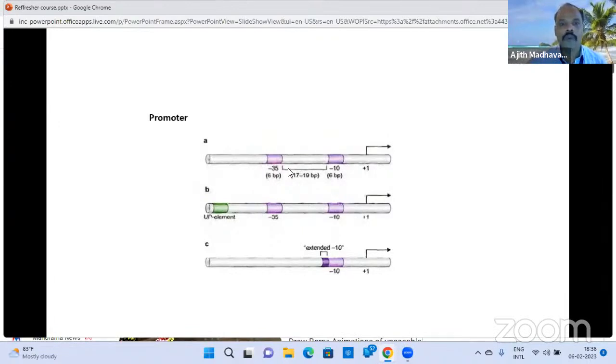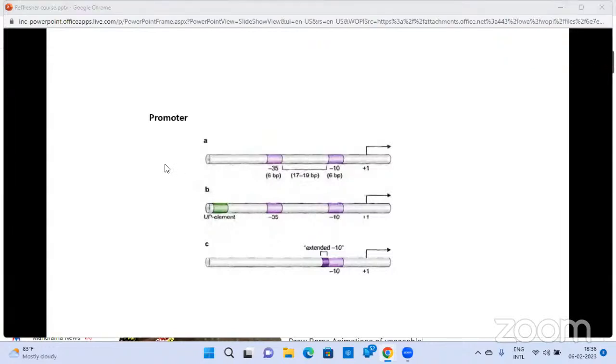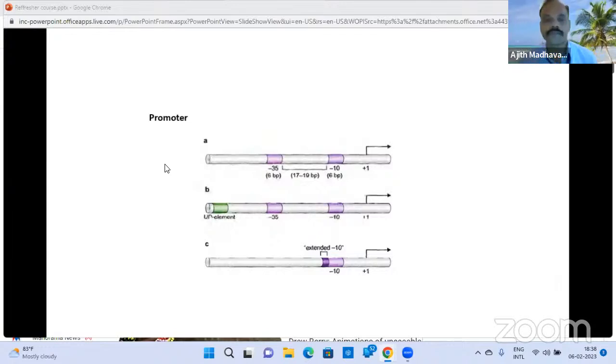So the DNA molecule, listen very carefully, has 2 regions. These 2 violet colored boxes that you see are the 2 regions. They are called the -35 and -10 regions.